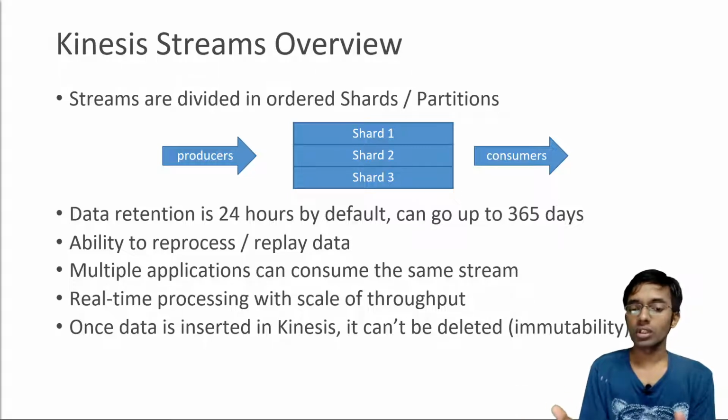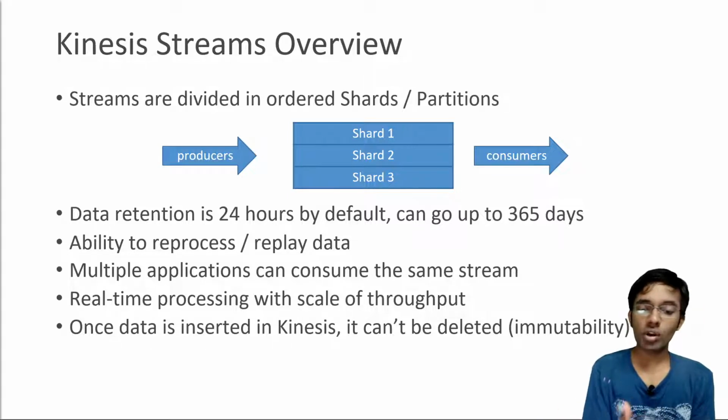The beautiful thing with Kinesis Streams is that multiple applications can consume the same stream. This is not something that's possible using SQS, because as soon as I get a message from SQS, it has to be deleted and other consumers cannot see it. But with Kinesis, it's different. Multiple applications at the same time can consume from the same stream. The idea is that you can get a pub/sub architecture for streaming data. So you get real-time processing, and the more shards you add, the more scale you are going to get.